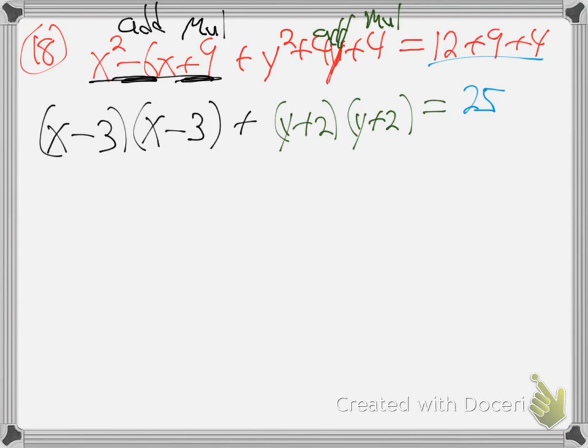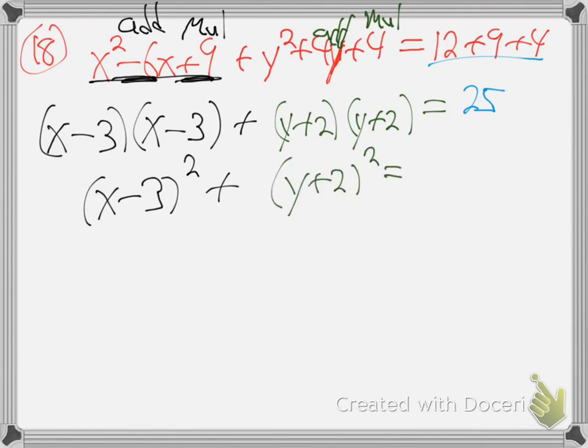So then factor, this is x minus 3 squared. This is y plus 2 squared, and that's 25. There we go. Now we know it's a circle. The radius is over here. It's the square root of 25. So the radius is 5.